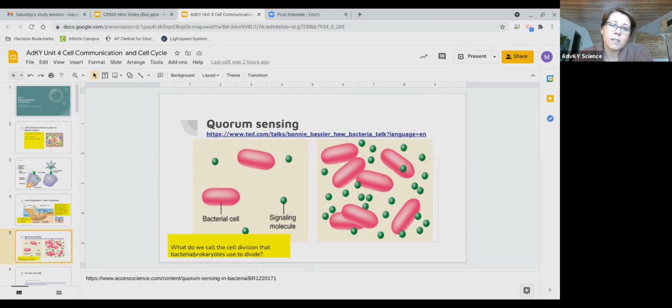So they divide asexually. And so my next question for you is, what do we call the cell division that bacteria or prokaryotes use to divide? So if you guys will go to chat on this one, and tell me, what do we call the division that bacteria use to divide?